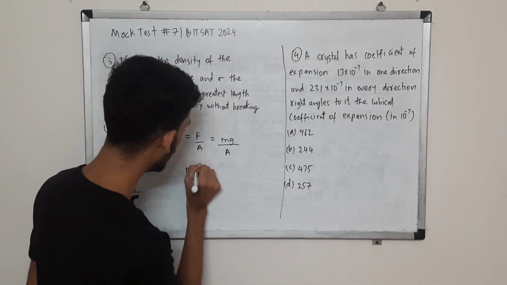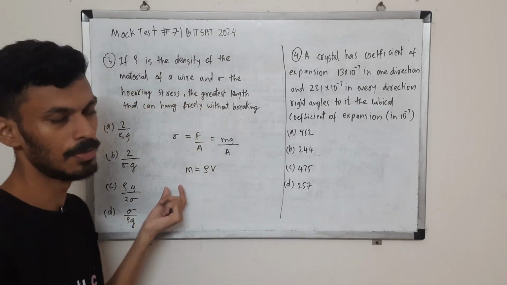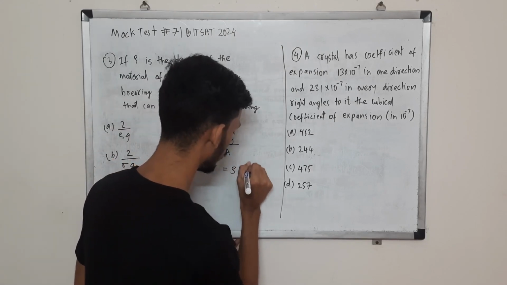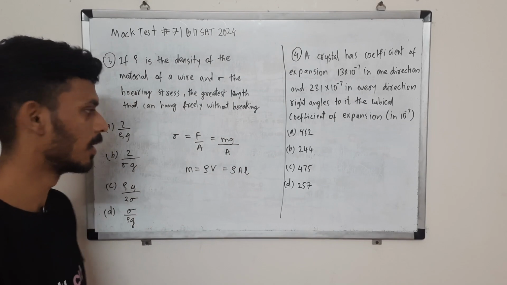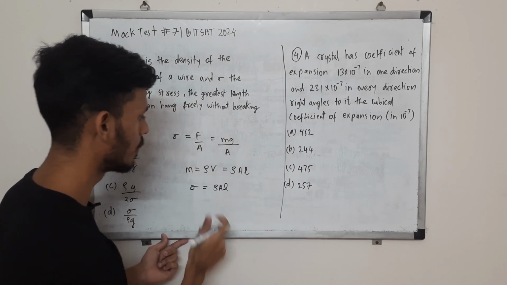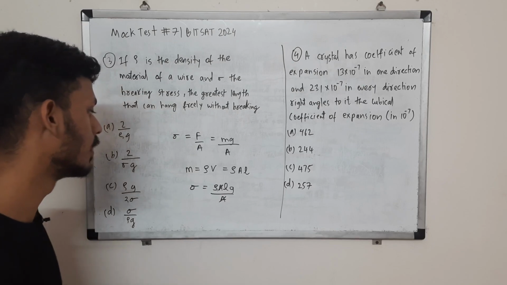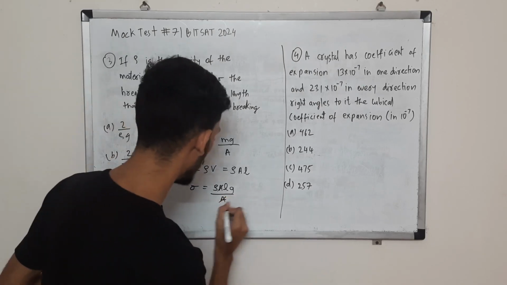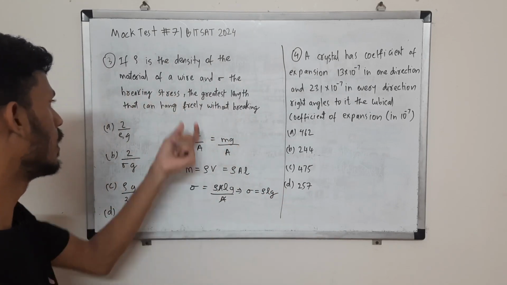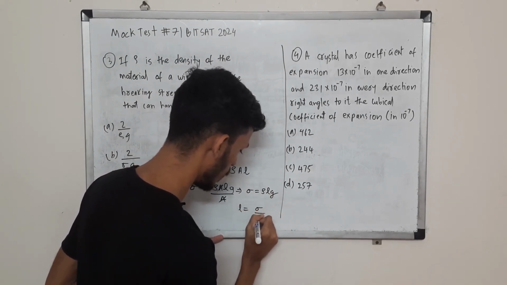Mass we can write in terms of density as density into volume, right? Because density is mass by volume, so mass is density into volume. And volume can be written as area into length, so area of the wire into length of the wire. So pretty simple. So sigma is rho A L, in place of mass I am substituting this, into g, and in the denominator we have A, that cancels with the A in the numerator, so we get sigma as rho L g. We are supposed to find the maximum length, so L will be equal to sigma by rho g.